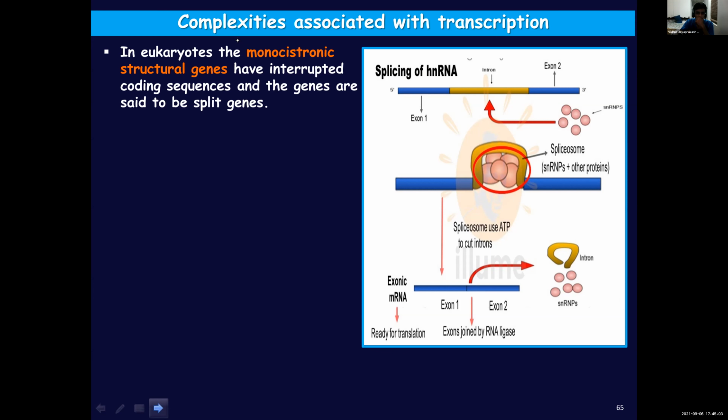The eukaryotic structural gene, which will code for polypeptide or protein. Polypeptide. How many polypeptides? That makes a difference. One. So monocistronic genes are those which code for just one polypeptide or protein. When it is coding for many polypeptides, what do you call it?